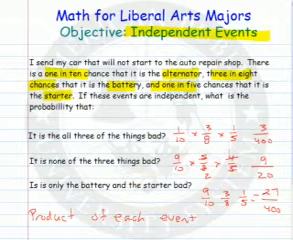Hope this helps you understand the idea of independent events, and that the solution to that is it's the product of each individual event.